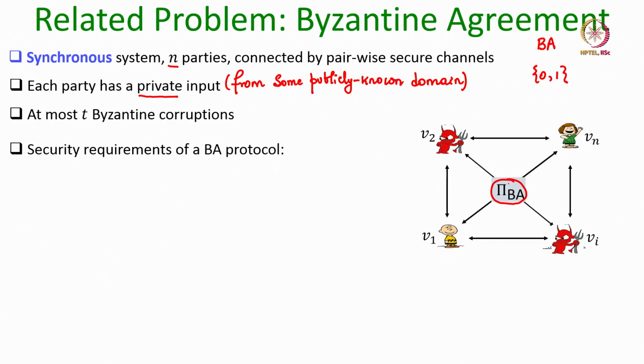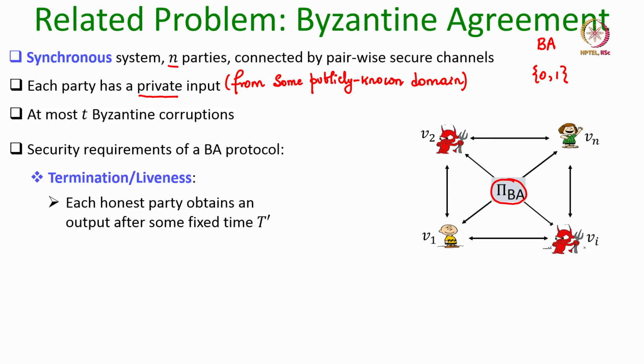Let us call that protocol π_BA, which should satisfy 3 properties. Again, the first property is the termination or liveness, which demands that it should not happen that the parties keep on running the protocol forever. There should be some fixed known time, call it T', within which each honest party should obtain an output. By the way, all these properties are with respect to honest parties.